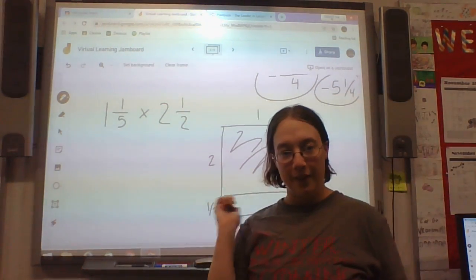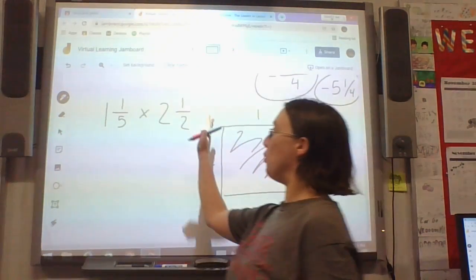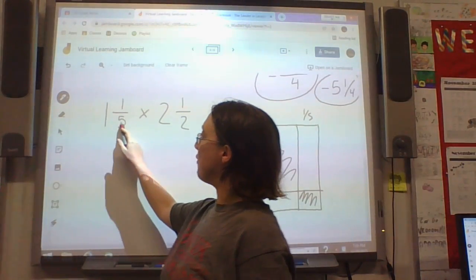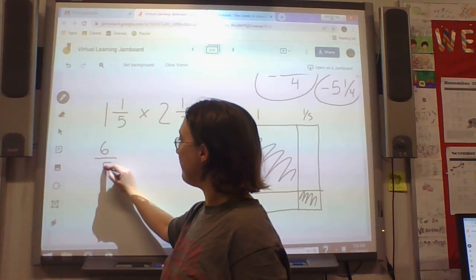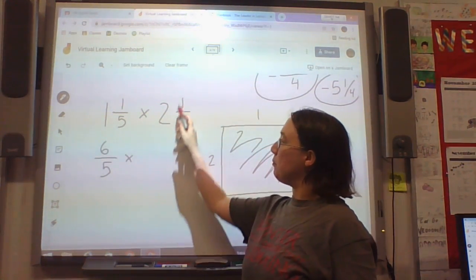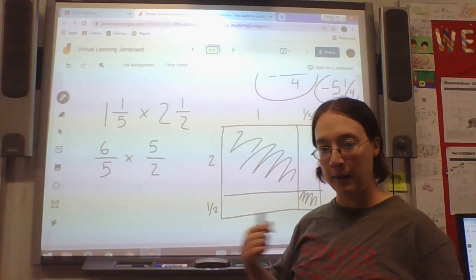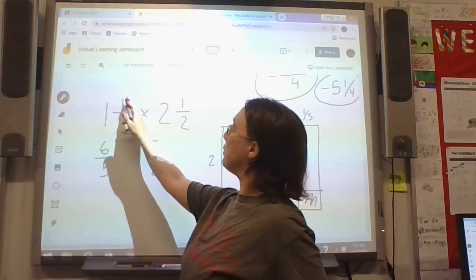So that's why you don't want to just go this times this and this times this. Okay, so that's why I want to turn them into improper fractions, because then we can take the whole thing here times the whole thing here. So we're going to turn 1 1/5 into 1 times 5 is 5, plus 1 gives you 6. 5 on the bottom. And then we got 2 times 2 is 4, plus 1 is 5. 2 on the bottom. And again, if we're turning mixed numbers into improper fractions, we're taking the outside number times the bottom plus the top.